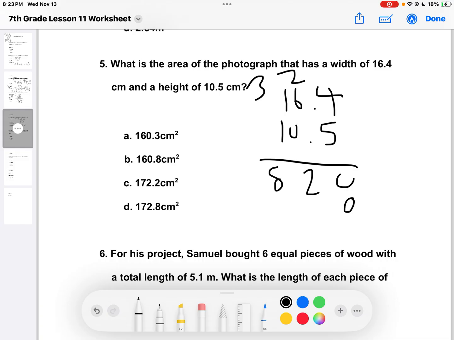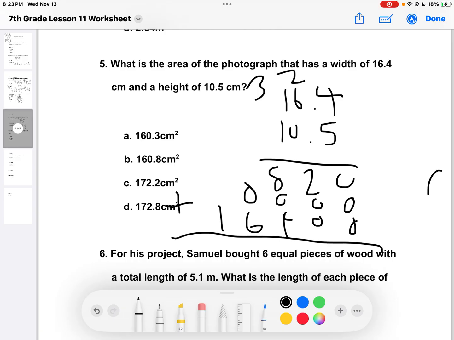0 times 4 is 0, 0 times 6 is 0, and 0 times 1 is 0. Add 2 zeros now. 4 times 1 is 4, 1 times 6 is 6, and 1 times 1 is 1. And if you add it all up, we'll get 0, 2, 8 plus 4 is 12, transfer the 1, 7, and 1. And there's 2 decimal places in total, so we'll move it 2 times to the left to get 172.2. So the answer will be C.